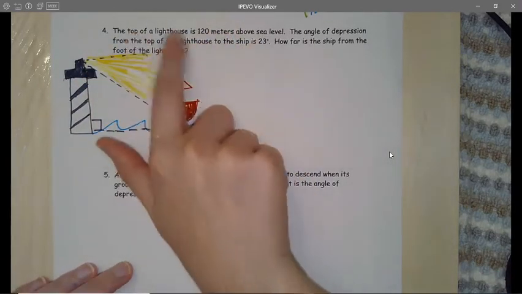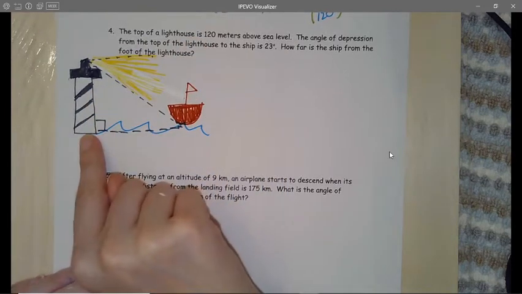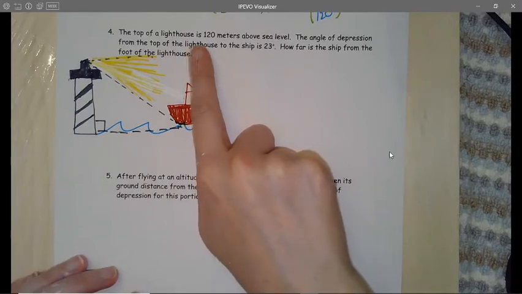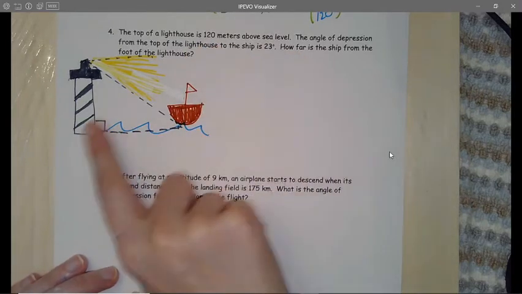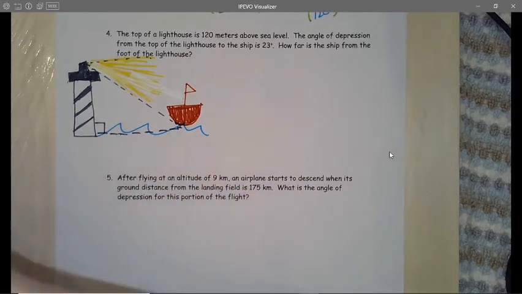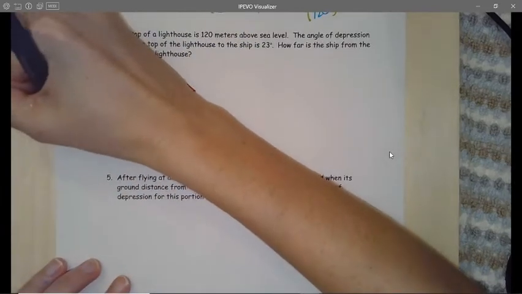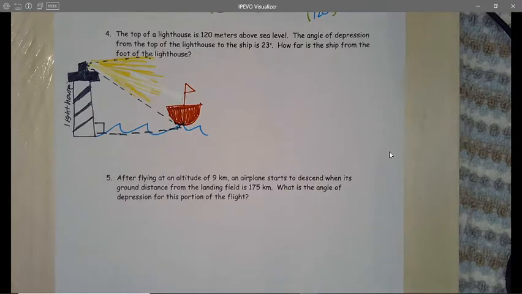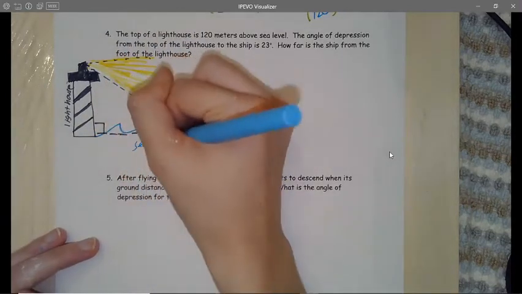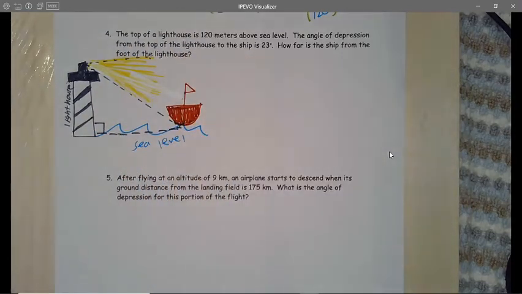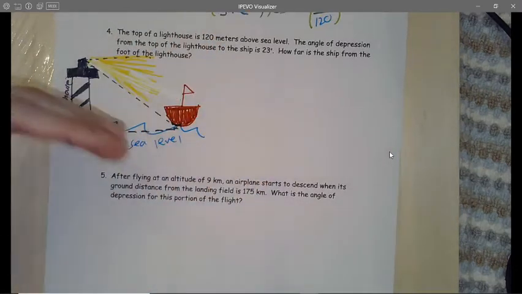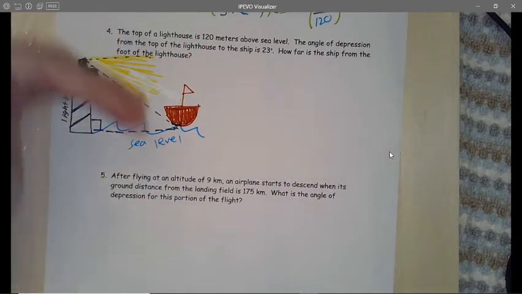So, the top of a lighthouse, this is the lighthouse. I know it doesn't look anything like a lighthouse, but I tried. All right, the top of a lighthouse is 120 meters above sea level. So we've got the lighthouse right here. We have sea level right here. Hence the sea.